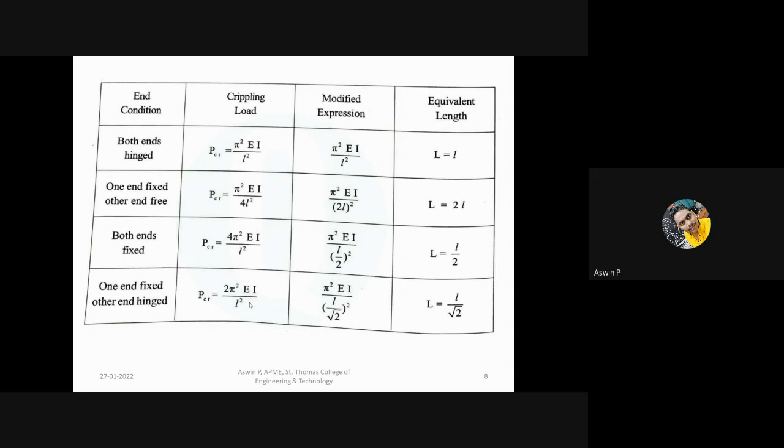Have you completed? May I go to the next slide? Hope you have completed. I'm going to the next slide.